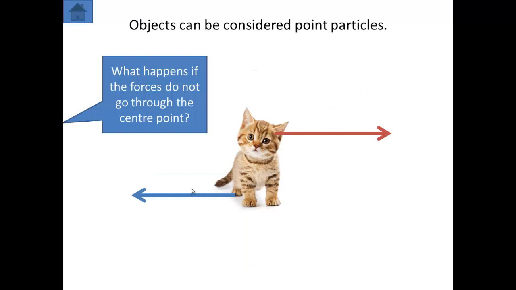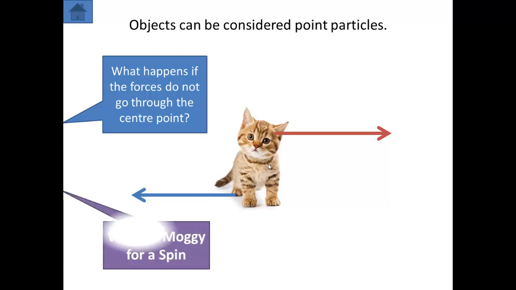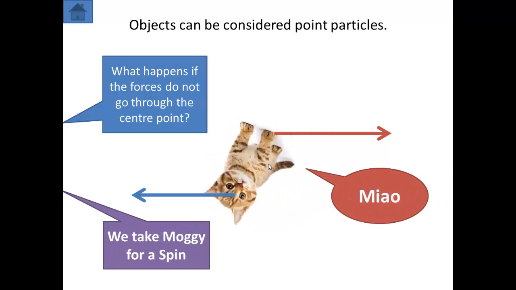Just as an afterthought, what happens if the forces do not actually go through the centre point? Well, let's take Moggy here. We've got the force from his head moving to the right, from his feet moving to the left. So what will happen here? Well, I think you know what's going to happen. We're going to take Moggy for a spin. Meow!